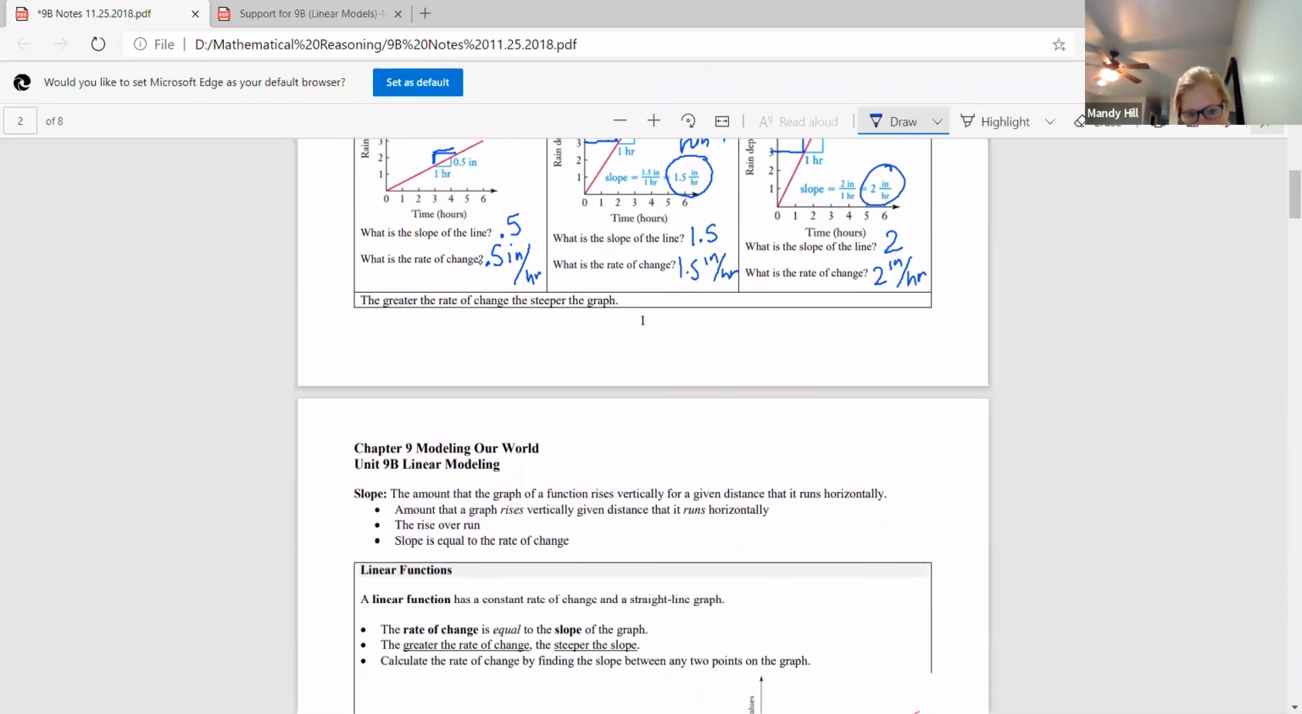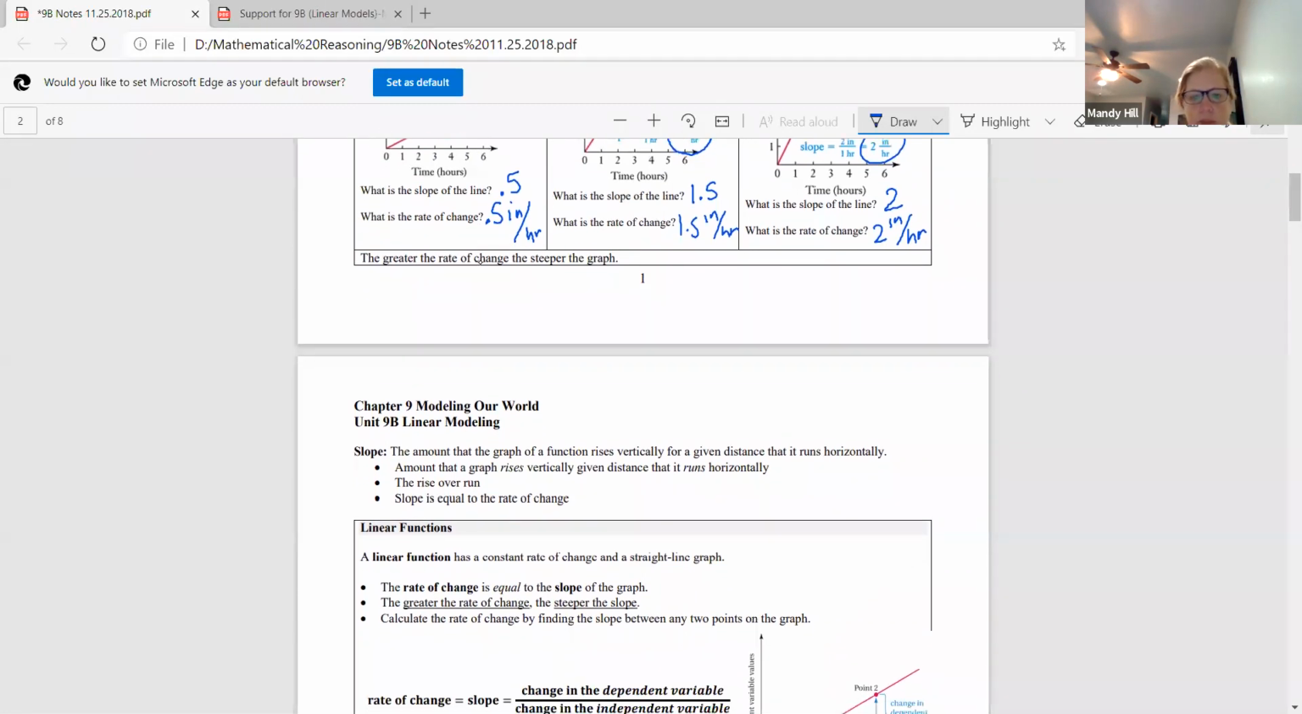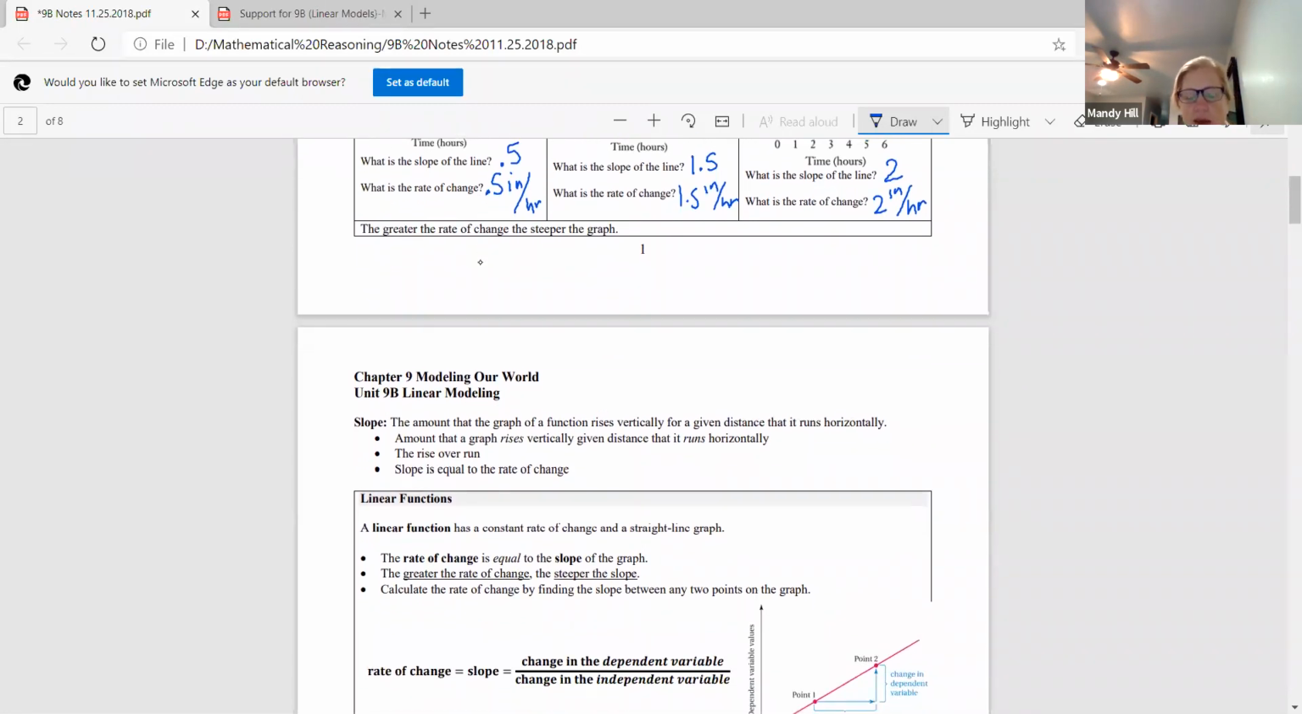The amount that the graph of a function rises vertically for a given distance that it runs horizontally is your slope. That's why this is your rise over your run. The rise is vertical. The run is horizontal. So the amount that a graph rises vertically given distance that it runs horizontally, just another way to word that. We talked about how it's rise over run.